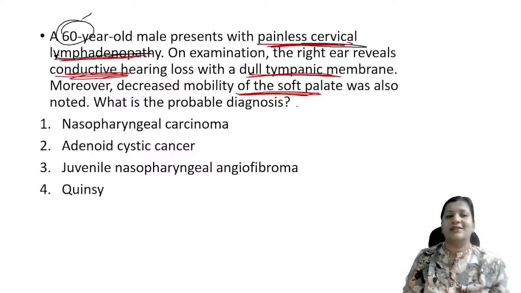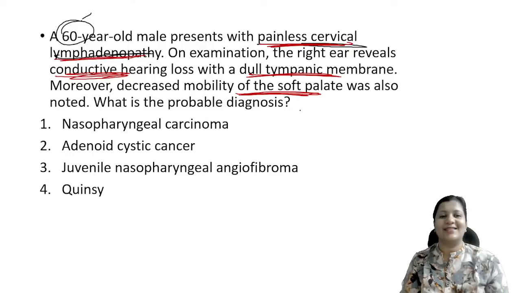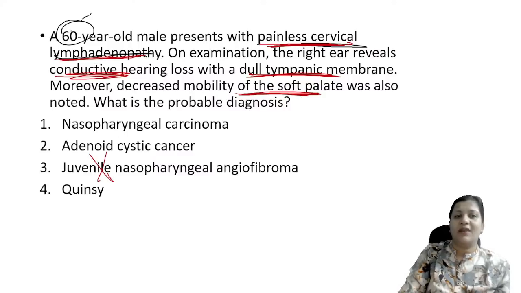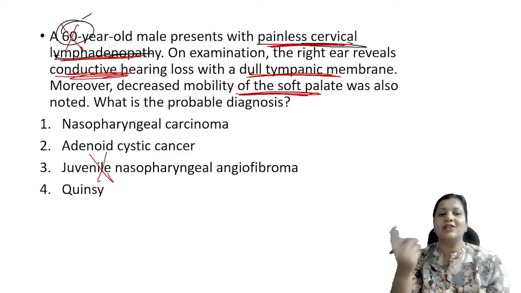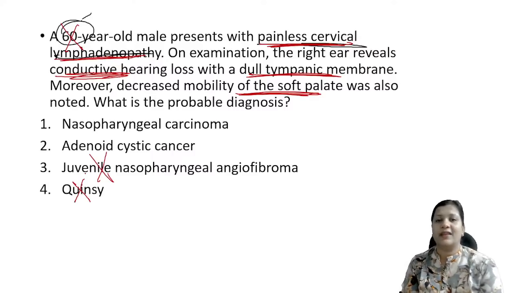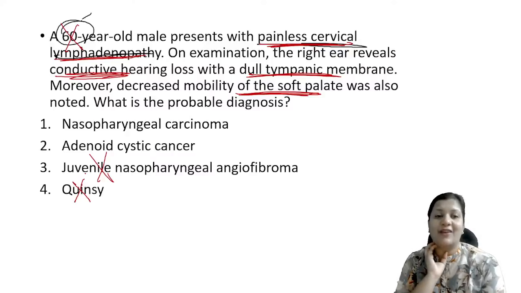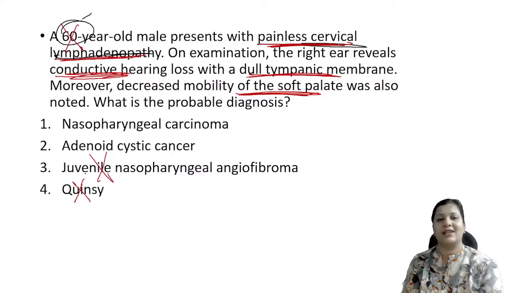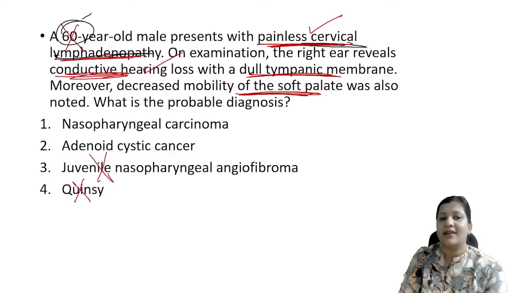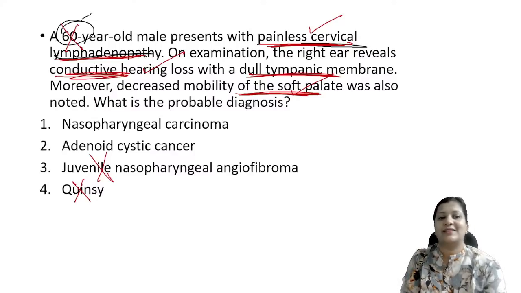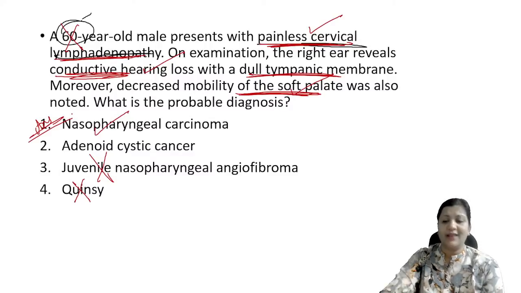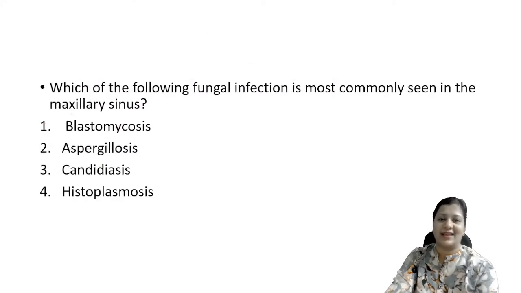What is your diagnosis? Nasopharyngeal carcinoma, adenoid cystic carcinoma, JNA, and Quincy. First of all, JNA you will mark absent because it's not seen at 60 years, it's seen in the juvenile age group. Quincy presents not with lymphadenopathy or hearing loss, but with pain and difficulty in swallowing, which is nothing but your peritonsillar abscess. Now we know that painless cervical lymphadenopathy, unilateral SOM, 10th nerve palsy, all of them are features of nasopharyngeal carcinoma. So I don't think we have much for discussion over here. Let's go to the next question.